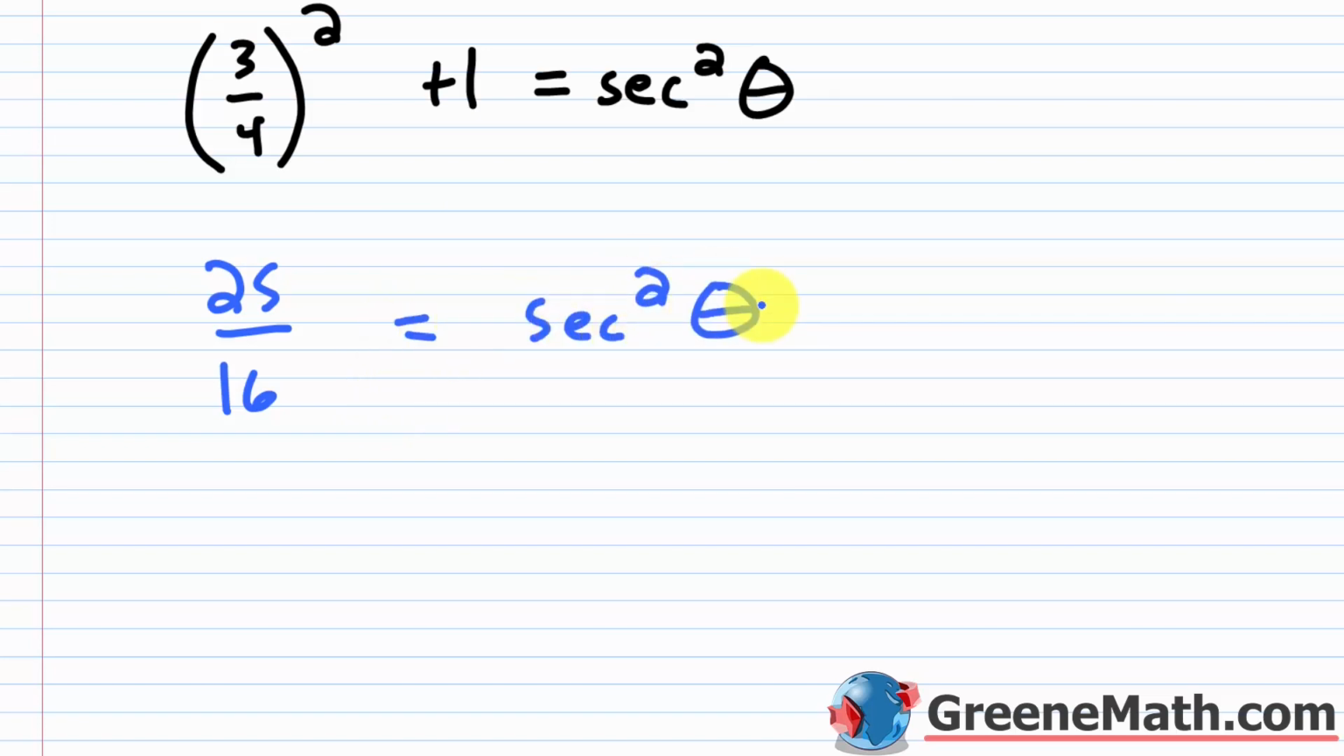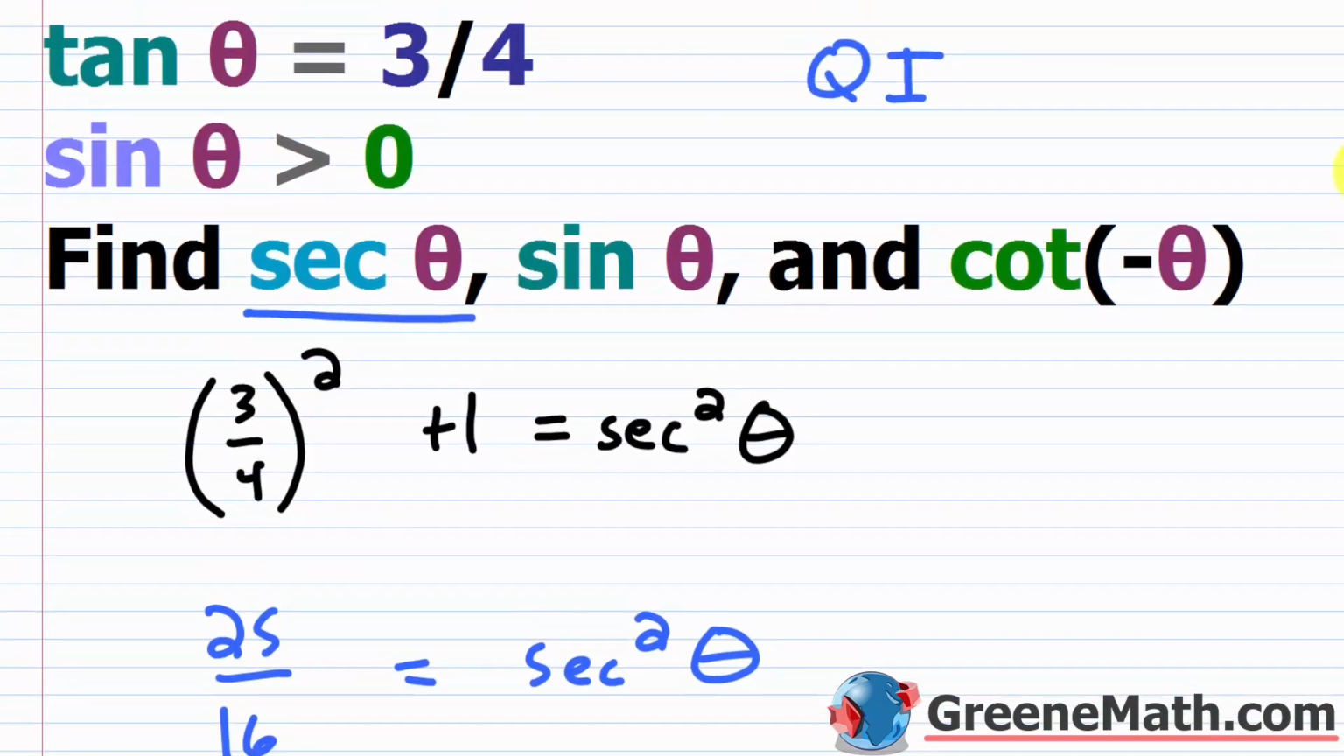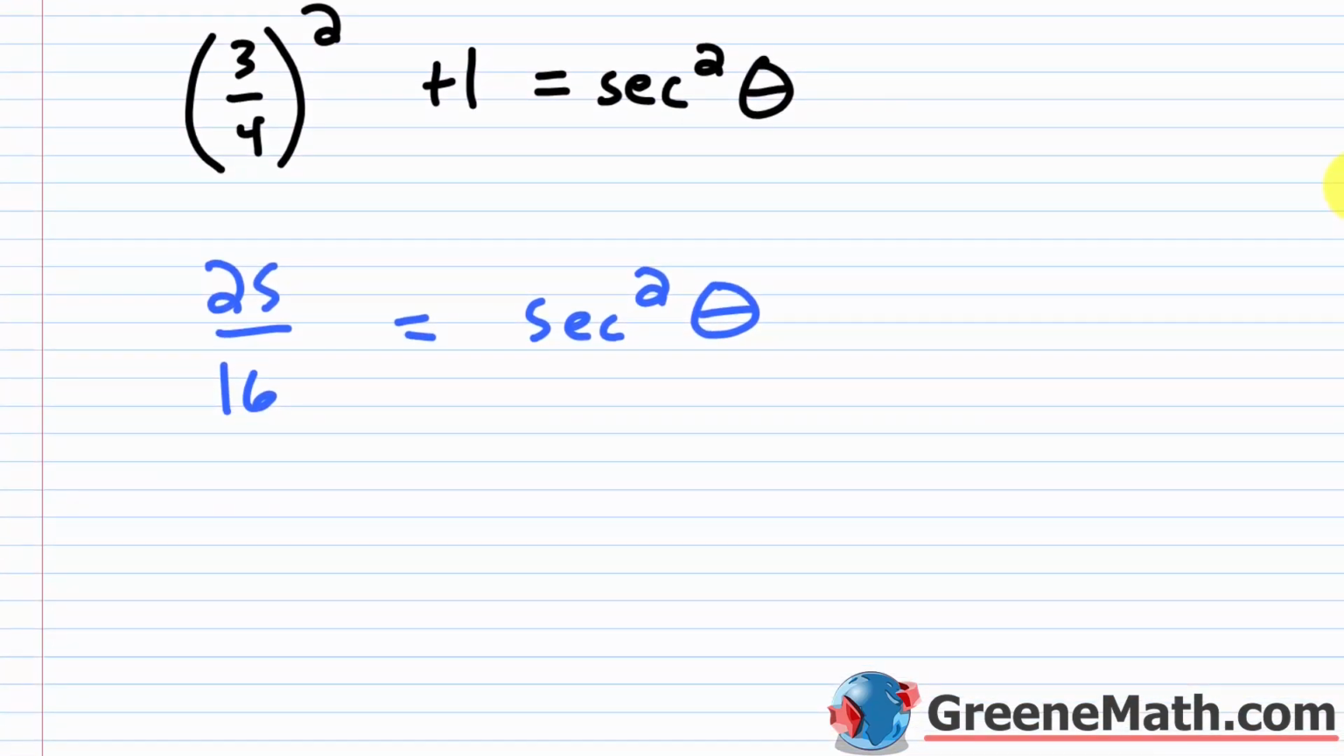Now, I want to get this secant of theta by itself, because that's what I'm told to find, right? I want to find secant of theta, not secant squared of theta. So to do this, I want to take the square root, okay? But I need to know which one to take, and I need to think about, well, if I'm in quadrant 1, everything's going to be positive, okay?